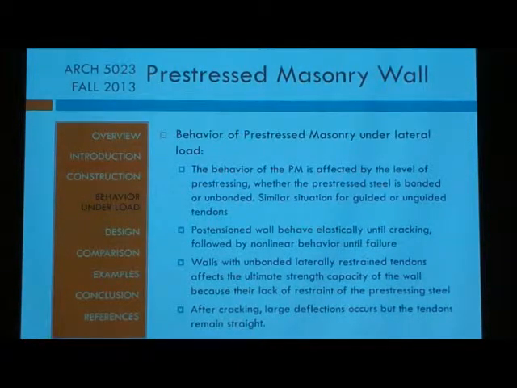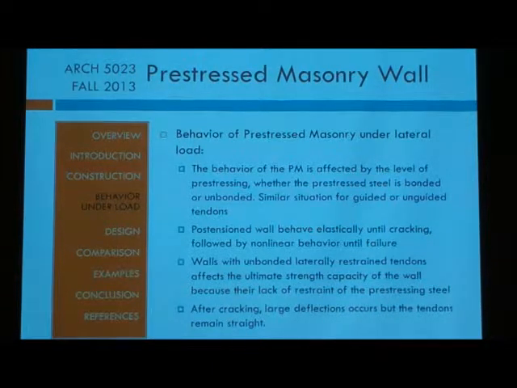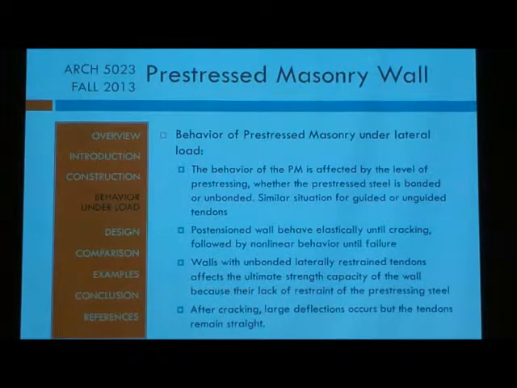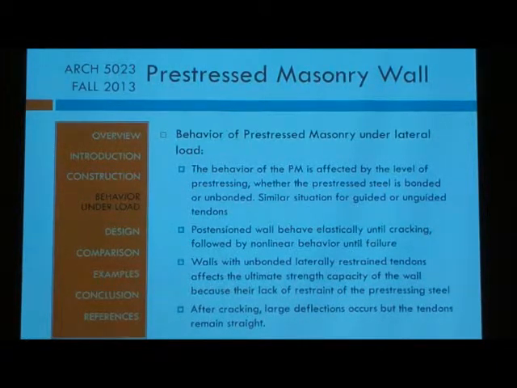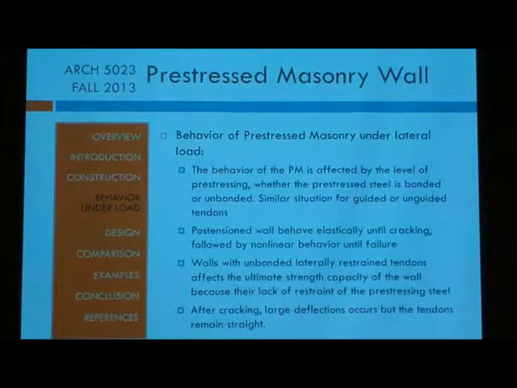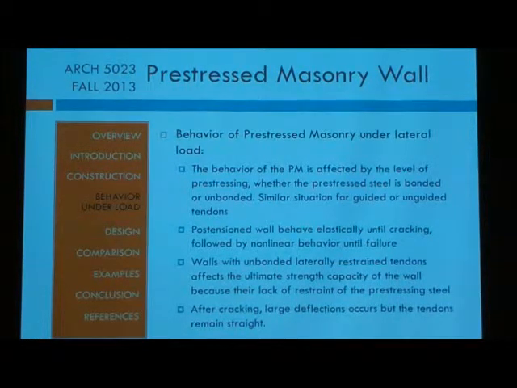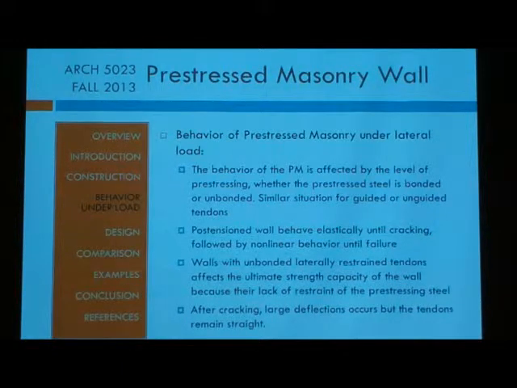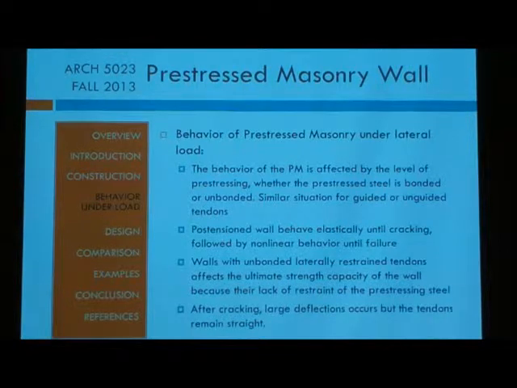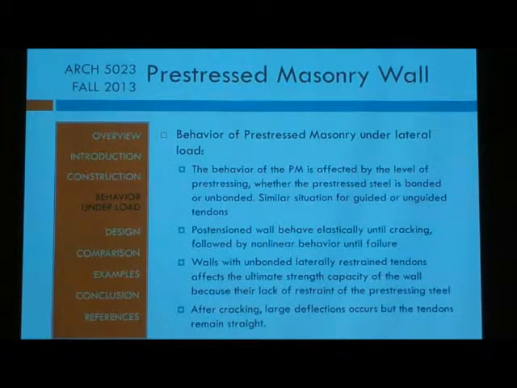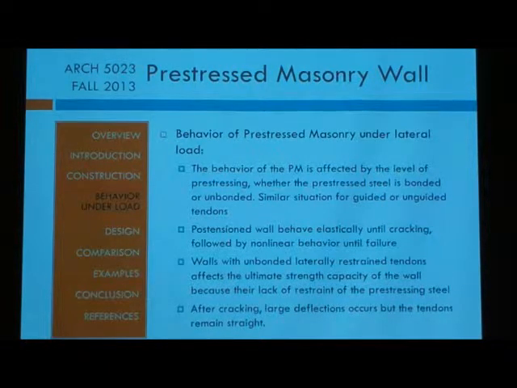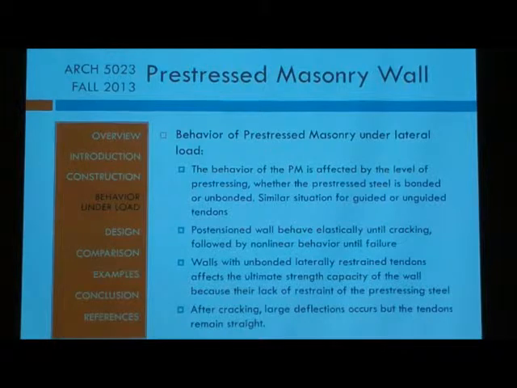So, whenever we study or analyze this type of structure, we look at their behavior. Pre-stressed masonry is affected by the level of pre-stress, whether there are bonded or unbonded tendons, or if they are guiding tendons. Post-tensioned walls behave elastically until cracking, and then they go into a non-linear behavior until failure. Walls with unbonded lateral restraint tendons affect the ultimate strain capacity of the wall because of the lack of restraint of the pre-stressing steel. And after cracking, lateral deflections occur, but the tendons remain straight. So you have to take those things into consideration.